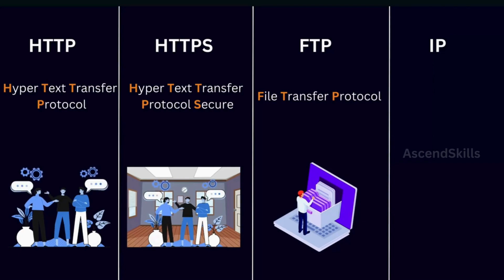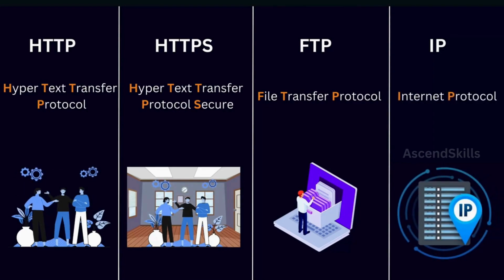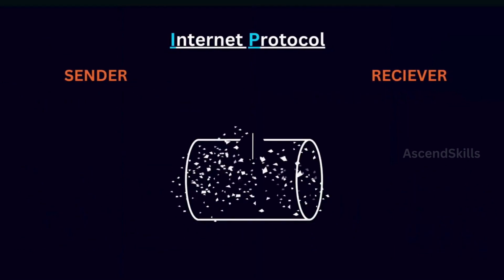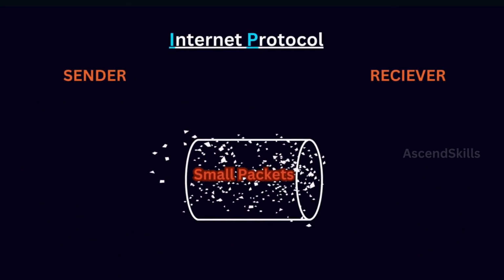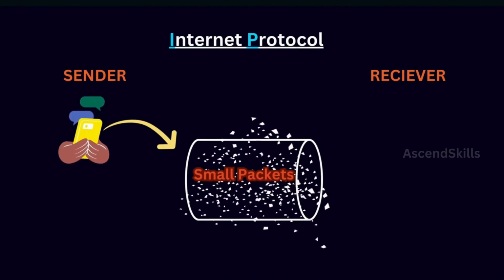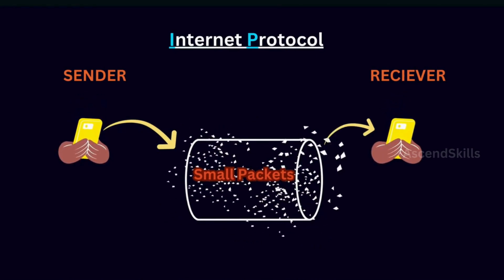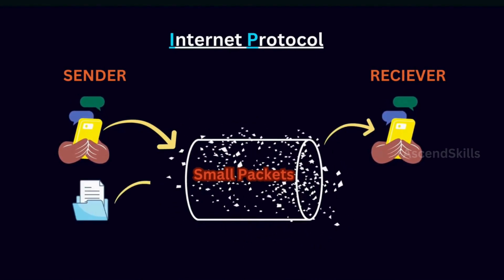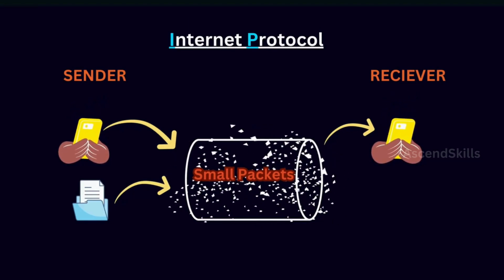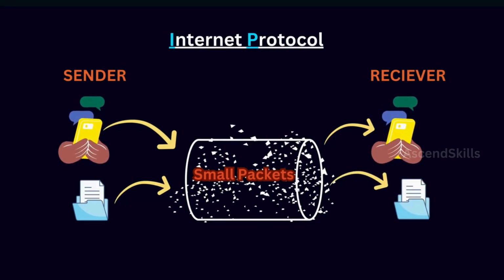But the most important protocol that forms the backbone of the Internet is called the Internet Protocol, or IP. The Internet Protocol is a set of requirements for addressing and routing data on the Internet. Think of Internet Protocol as the system that ensures data reaches the right destination, just like a mailman delivering letters.